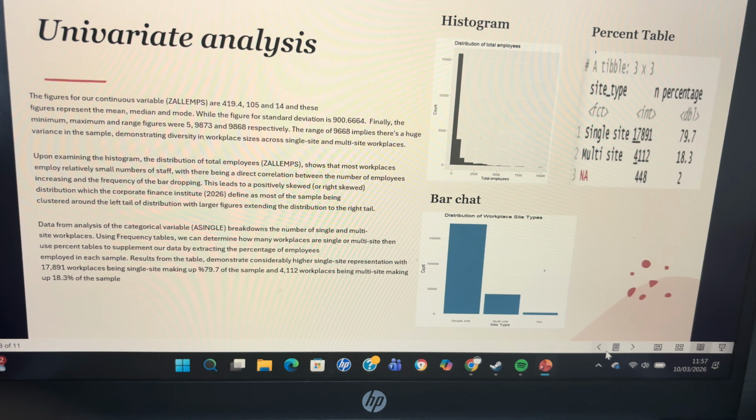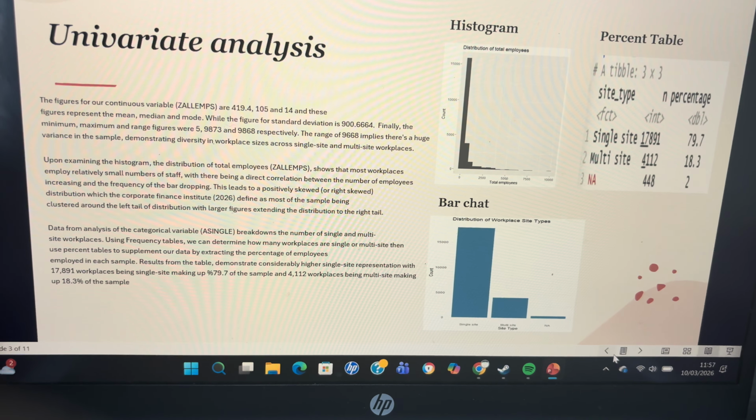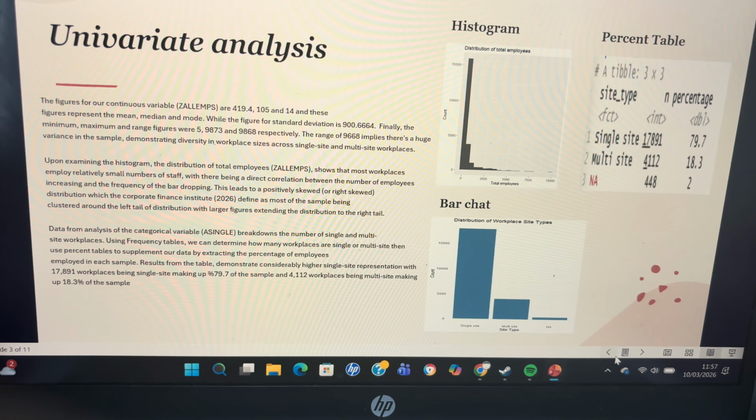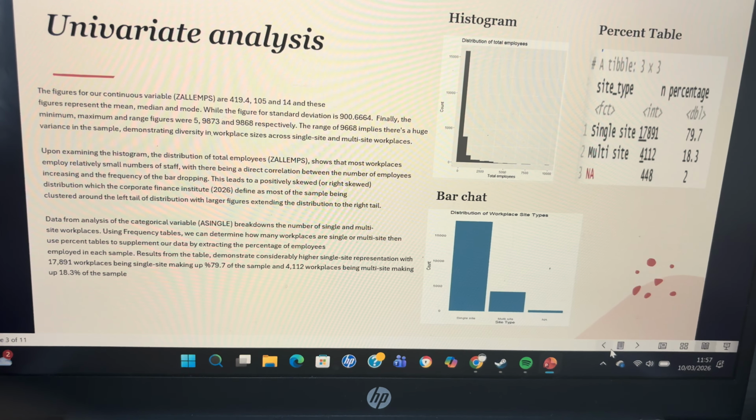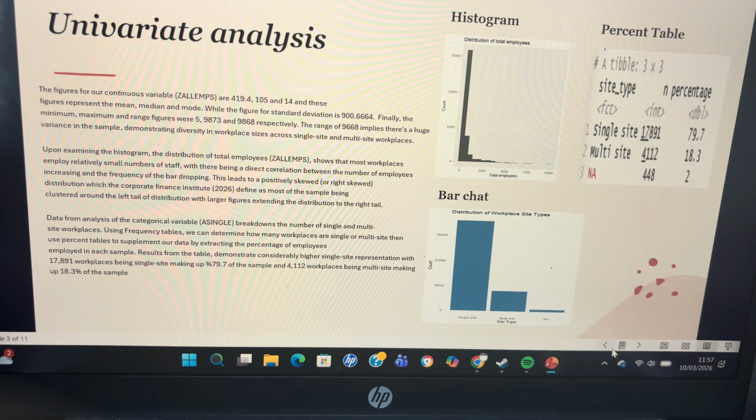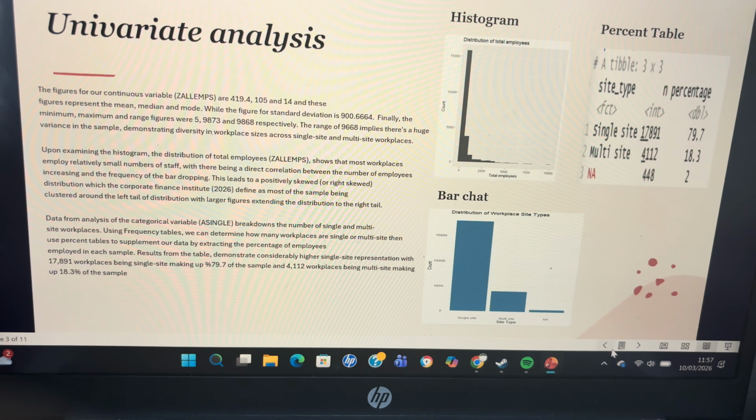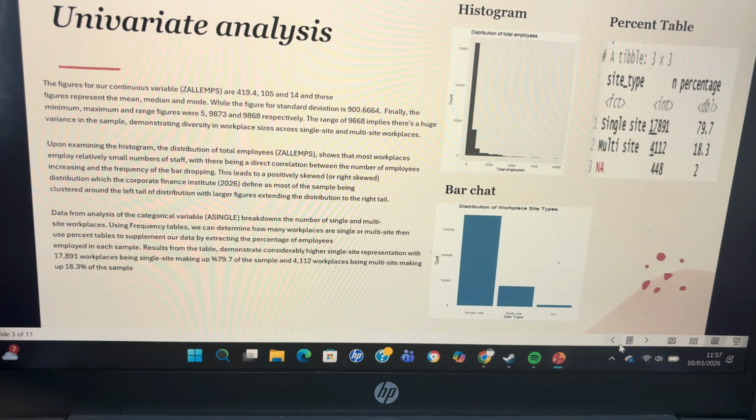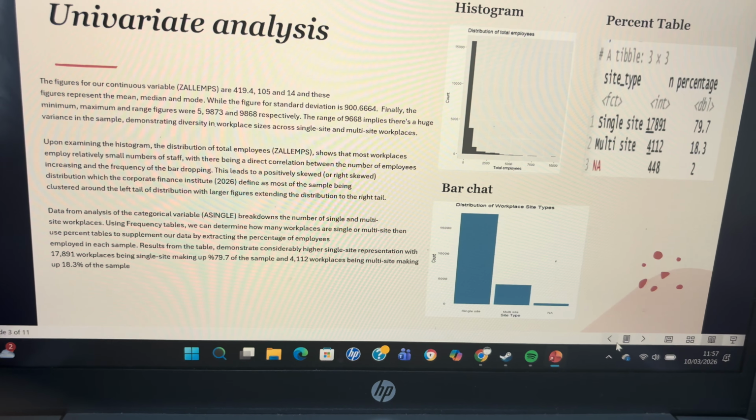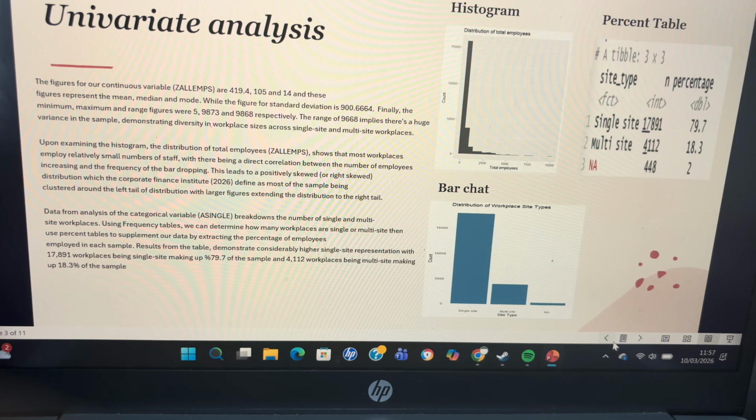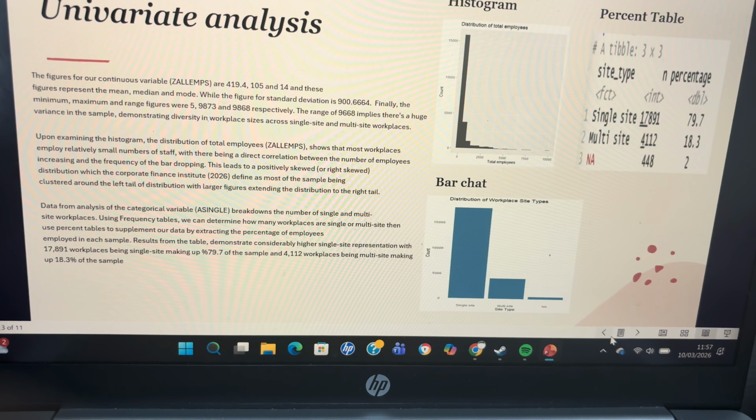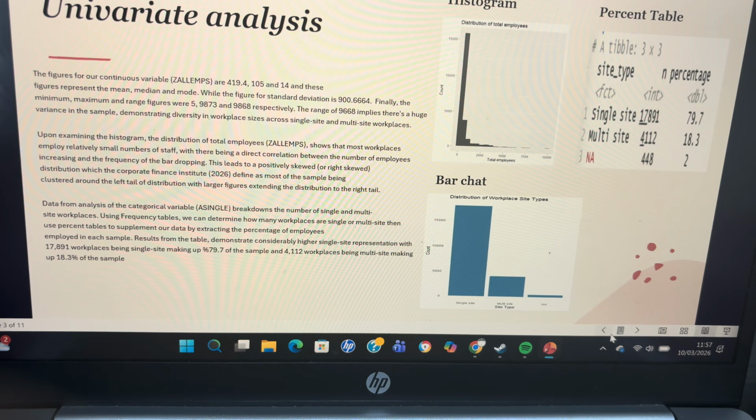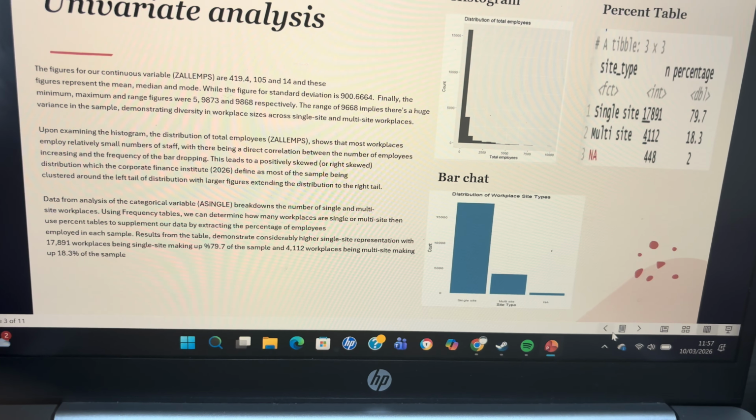single-site and multi-site workplaces. Upon examining the histogram, the distribution of total employees shows that most workplaces employ relatively small numbers of staff, with there being a direct correlation between the number of employees increasing and the frequency of the bar dropping. This leads to positively skewed or right-skewed distributions, which Corporate Finance Institute define as most of the sample being clustered around the left tail of the distribution, with larger figures extending the distribution towards the right.